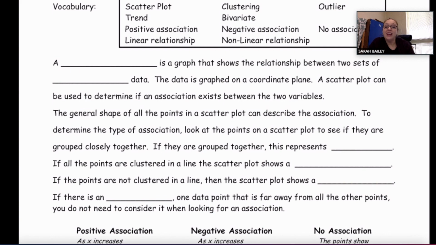So it says a blank is a graph that shows the relationship between two sets of blank data. So we're talking about scatterplots. So a scatterplot, so let's write that in.